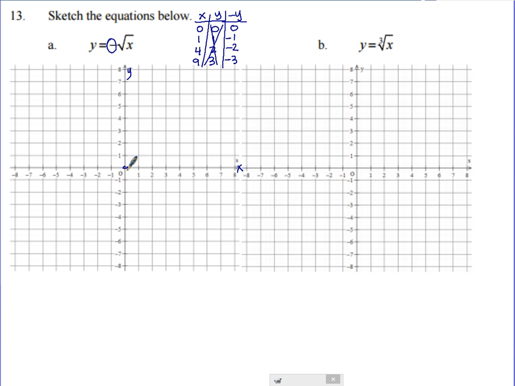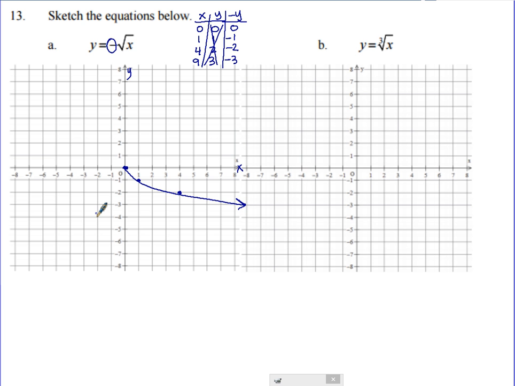So my ordered pairs are 0, 0, 1. Instead of going up 1, we're going down 1. Over 4, down 2. Over 9, down 3. And then that is my square root function that was reflected over the x-axis.